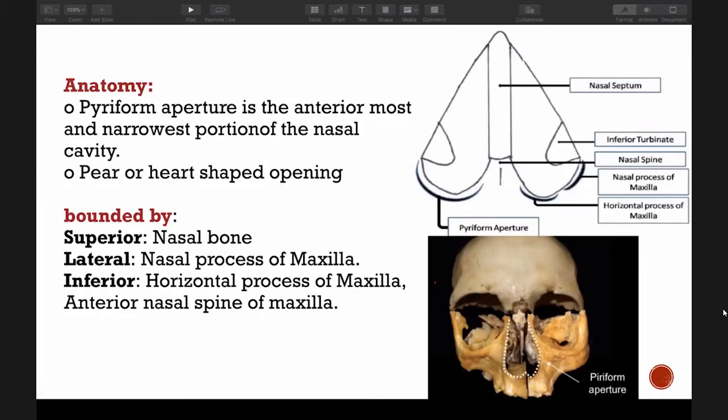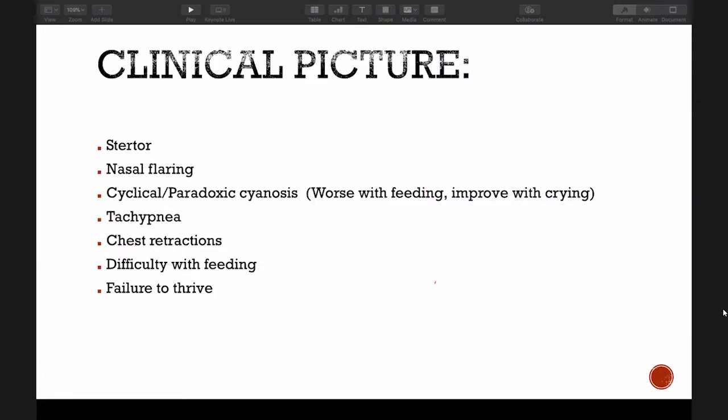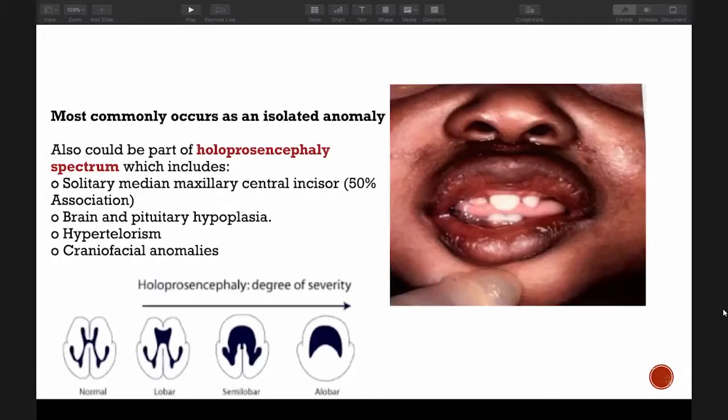The bone is superiorly the nasal bone, inferiorly the horizontal process of the maxilla and the anterior nasal spine, and laterally the nasal process of the maxilla. The clinical picture is the typical one: respiratory distress, nasopharyngeal stertor, and chest infection. It usually happens as an isolated anomaly. However, sometimes it's associated with holoprosencephaly.